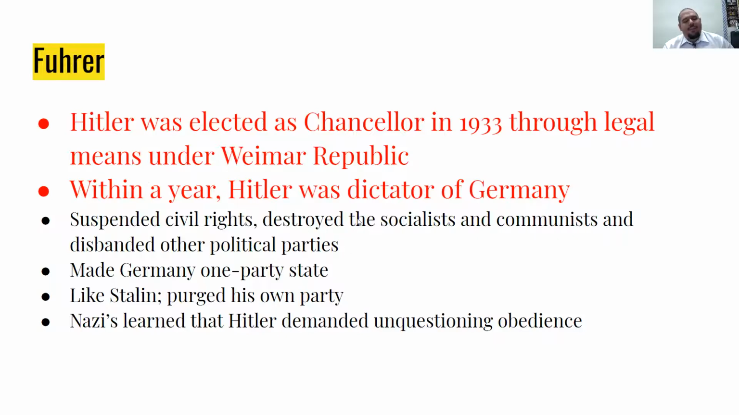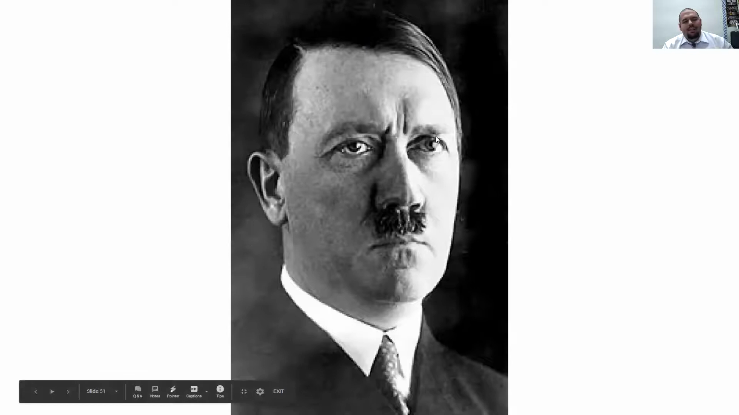Under his government, he will suspend civil rights. He destroyed the socialists and communists and disbanded all other political parties. He made Germany a one-party state. Like Stalin, he will purge people in his own party who don't agree with him. And Nazis will learn that Hitler demanded unquestioning obedience. So that's Hitler circa 1933.